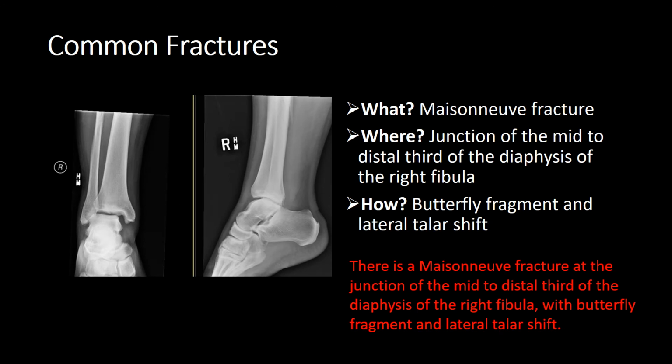So what is it? It's a Maisonneuve fracture, at the junction of the mid to distal third of the diaphysis of the right fibula. And how? You've got a butterfly fragment, and you need to mention the lateral talar shift, because then you're recognising the fact that there is a further injury down in the ankle.